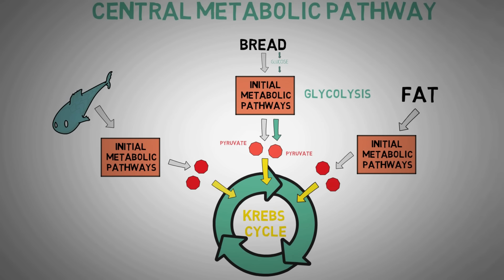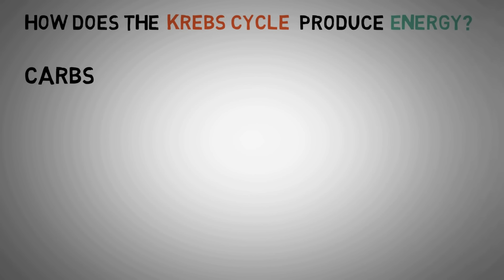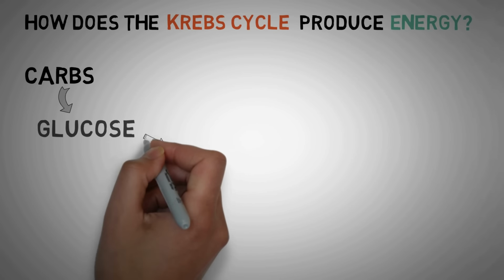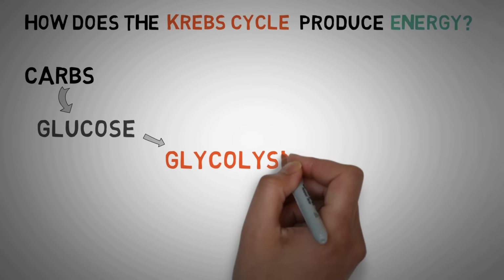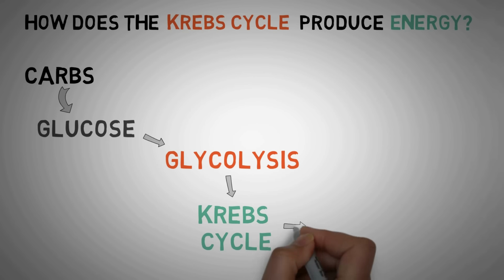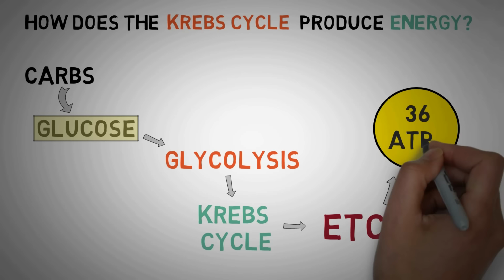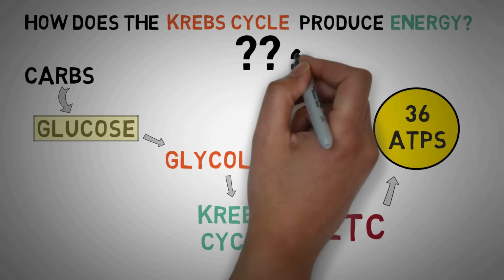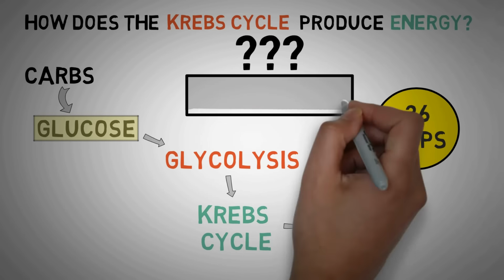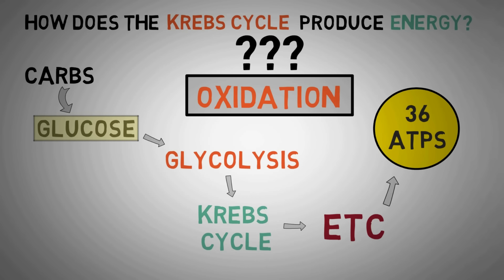Now the next important concept is how does the Krebs cycle produce energy? For this, let's take the example of metabolism of carbohydrates again. We get simple sugars at the end of digestion of carbohydrates, like glucose, right? And after this, glucose undergoes all the metabolic pathways like glycolysis, Krebs cycle, and electron transport chain. One molecule of glucose produces approximately 36 ATPs. But where does this energy come from? The single-worded answer to this question is through the chemical process of oxidation.